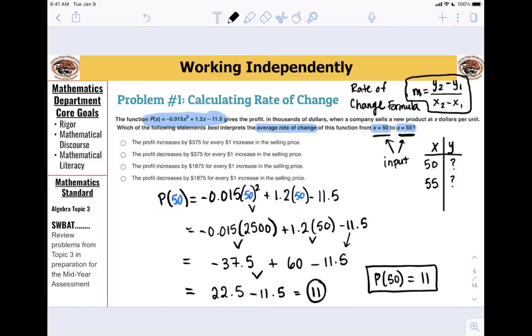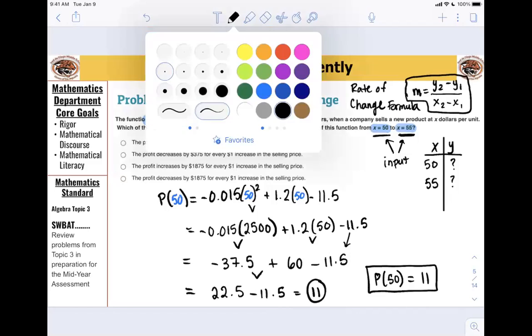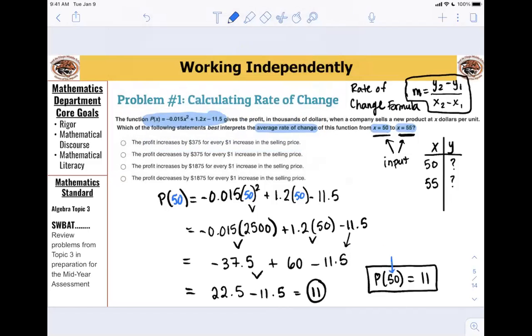The parentheses tell me where the input is. So when your input is 50, my output was 11. So in my table, I can now fill in the blank. This would be 50, 11. Questions on what I'm doing so far? Questions on any of the math that I did to get to my answer?